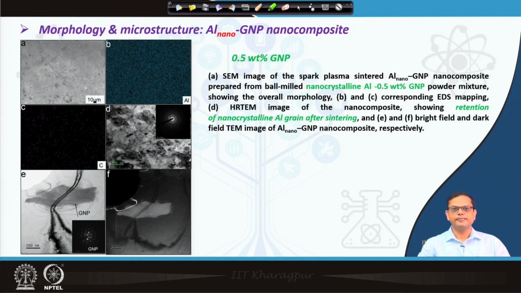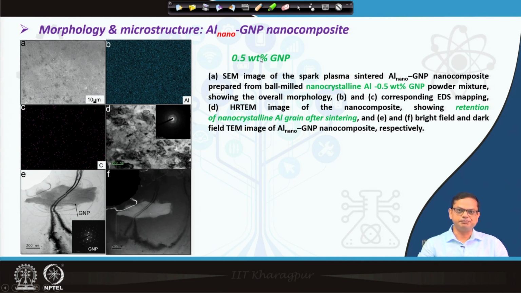All right, let us look into the morphology. So, these are aluminum nanocrystalline particles with GNP, and the percentage is 0.5% GNP only. Now, if you see here, the densification is extremely good. You do not really see any evident porosity or pores. So, the sintering process is quite efficient, as you can see here.